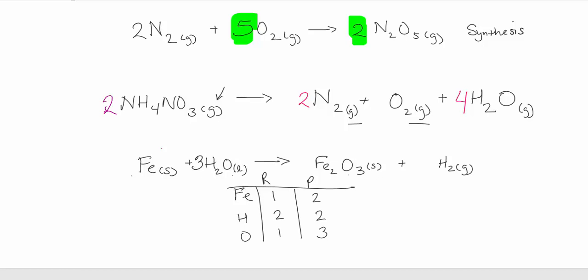Then that gives me 6 hydrogen and 3 oxygen. The hydrogen is by itself, so I can put a 3 here and make that 6 hydrogen, and the iron is by itself, so I can put a 2 here. So then my balanced reaction becomes 2 iron plus 3 water reacts to form 1 iron 3 oxide plus 3 hydrogen.